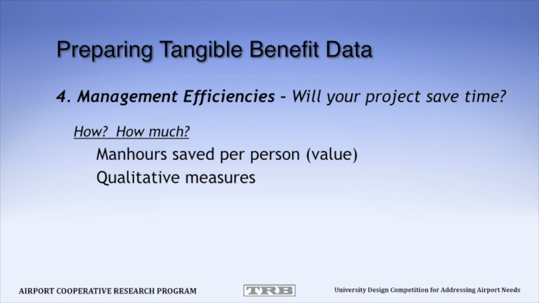And then the fourth is the airport planning and management, the management efficiencies. Will your project save time to airport administration? How is it going to do that? How much do you think that's going to save in terms of man hours? You might have to estimate a value of what a person's time is. And again, qualitative measures: is it going to make people's lives easier by implementing your solution?